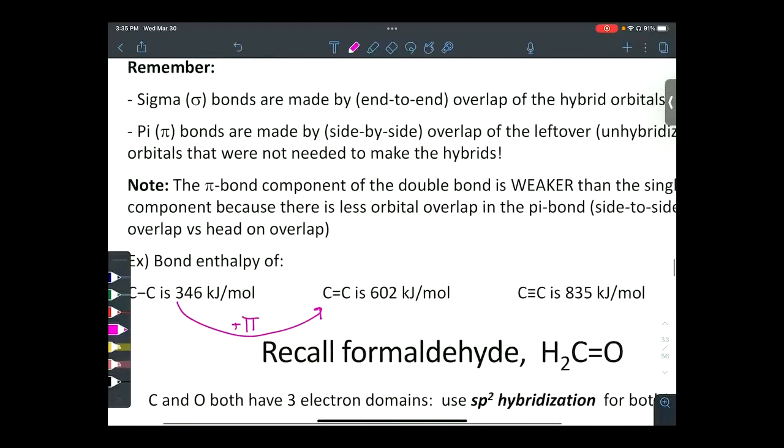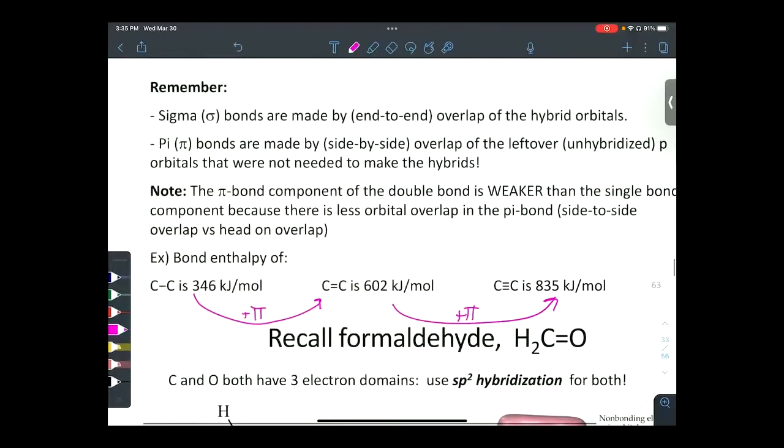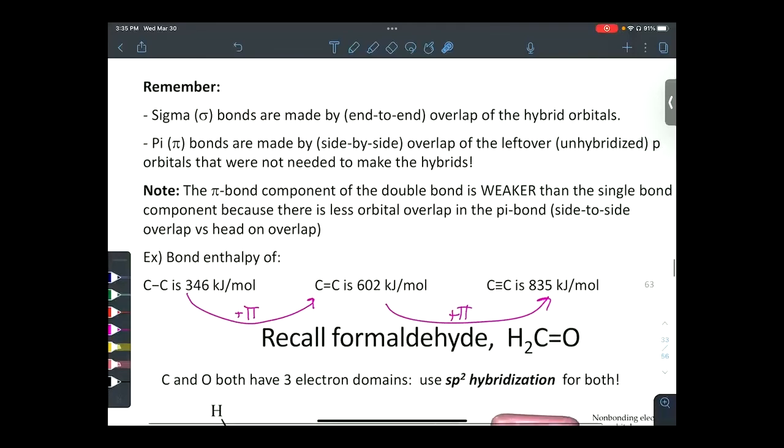And then the second pi component that we add is, again, less than 346 kilojoules per mole. And so, again, that kind of indicates the whole idea that a pi interaction is overall weaker. There's less overlap than a sigma interaction.